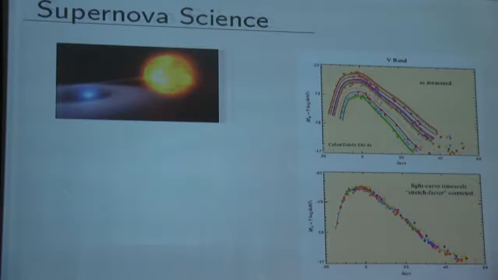So you kind of have to apply a bit of a fudge factor in order to get them to line up. There's this very famous Phillips stretch correction, which is actually a very simple correction that you apply, just that the length of the light curve is proportional to how bright it is, or the luminosity here. And so you can apply the stretch correction and get them to line up nicely on top of each other.